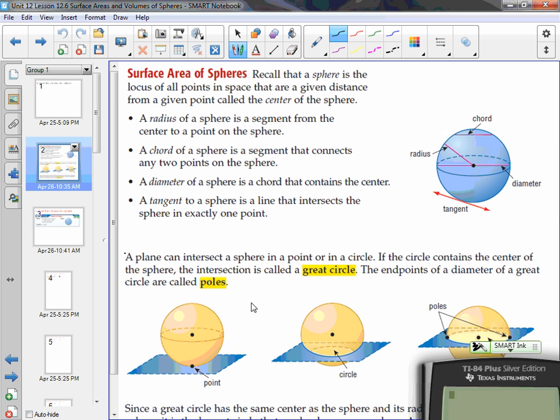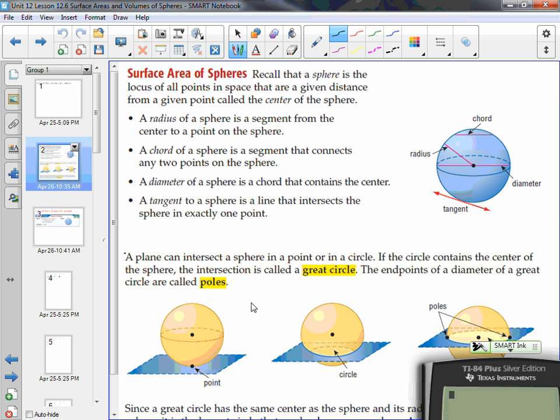But there's a few vocabulary words that we need to know. Recall that a sphere is the set of all points in space that are a given distance from the center of the sphere, in space, not in a plane. Now, we can use the same names of things in a sphere that we do in a circle.